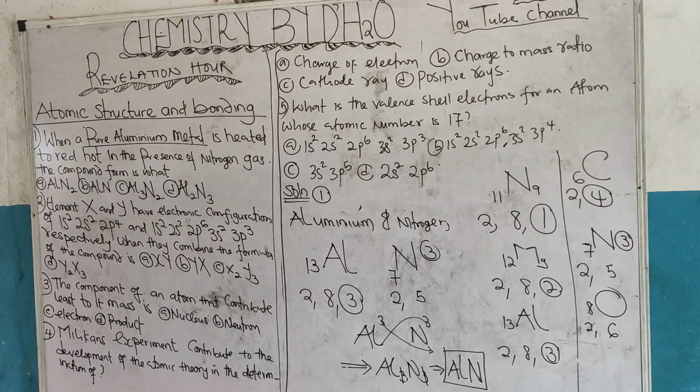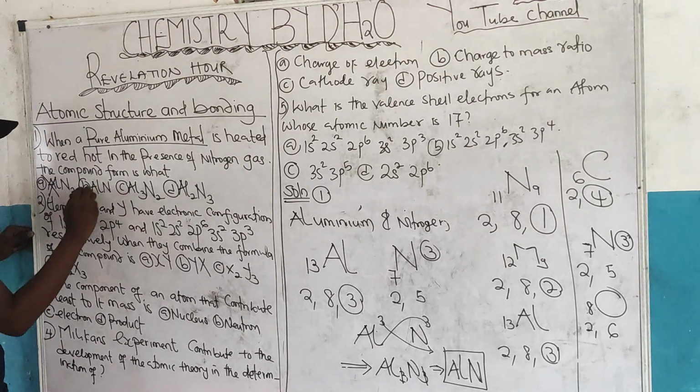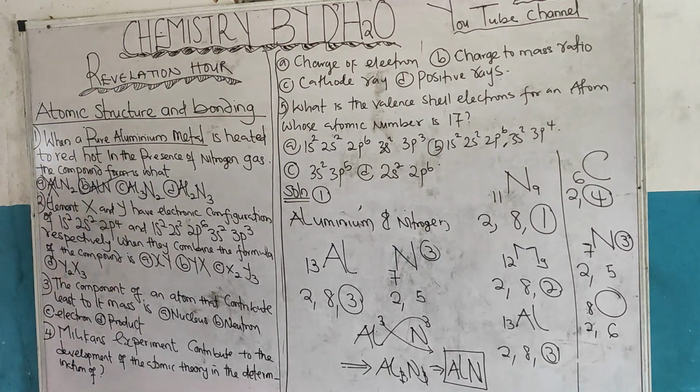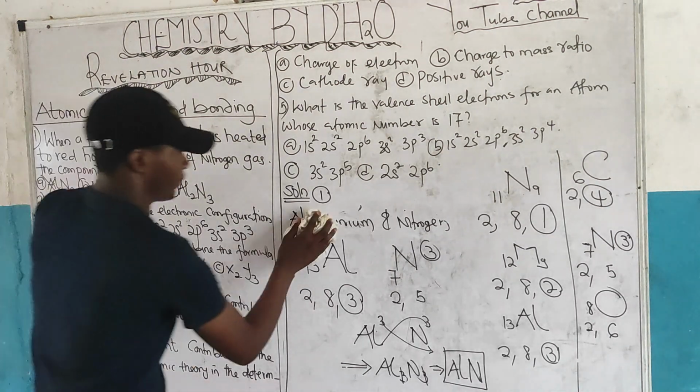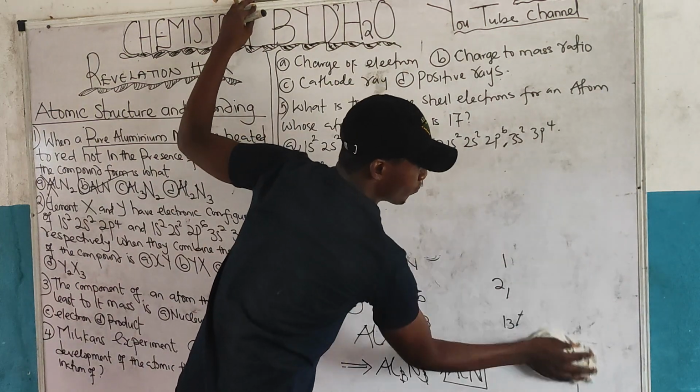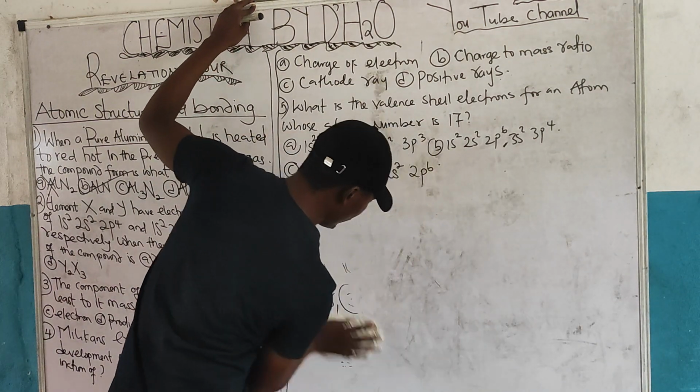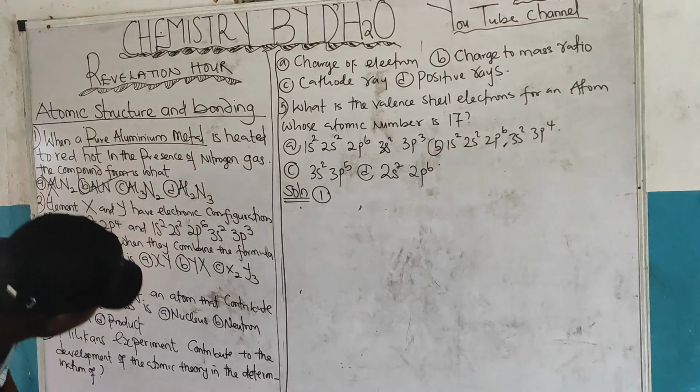So you can check the options and see the answer for yourself. The answer is not A. The answer is what? B. Wow, that's quite interesting. Now let's quickly take the next question.